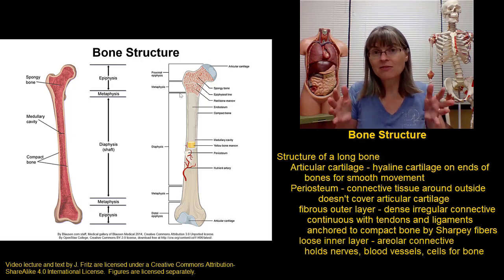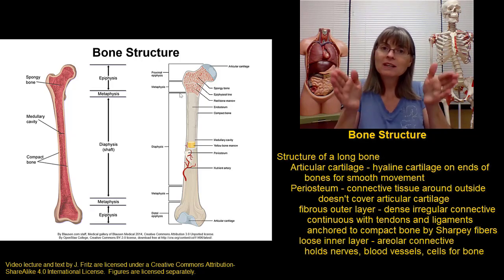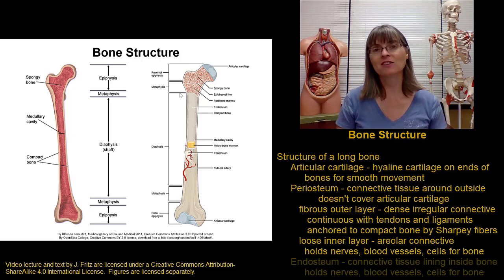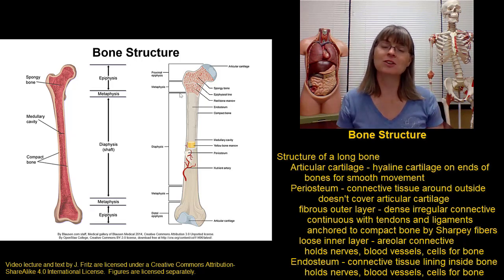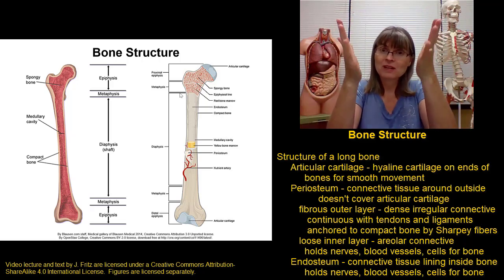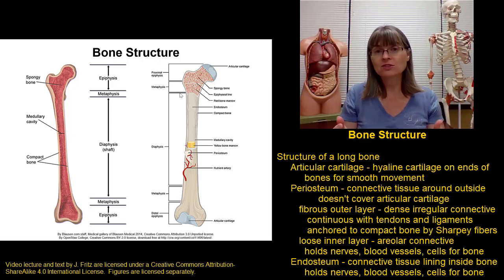Inside this fibrous, tough outer layer of periosteum, we have an inner layer of periosteum. This inner layer of the periosteum, of areolar connective tissue, contains a lot of blood vessels, nerves, and the cells that are needed to supply the bone's needs for growth and repair. The inside of the bone is also lined with a connective tissue membrane called the endosteum. The endosteum is a layer of connective tissue inside the bone that also contains blood supply, nerves, and cells needed for growth and repair.